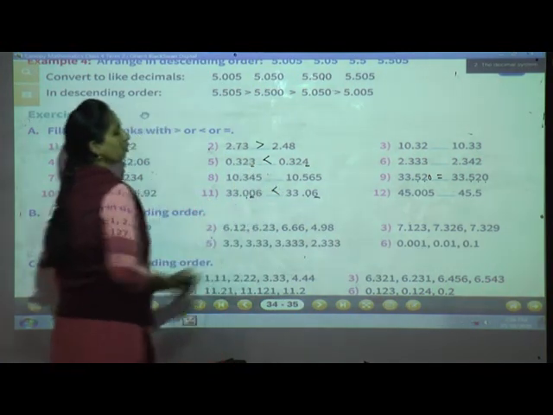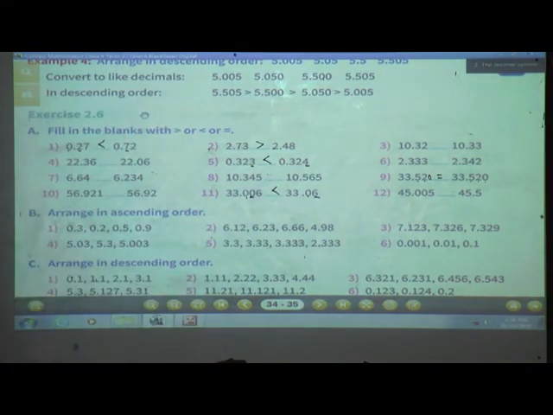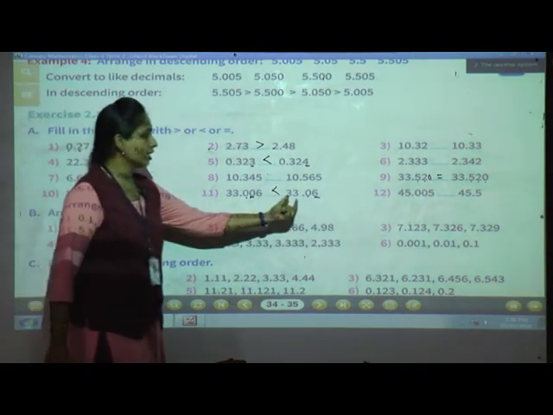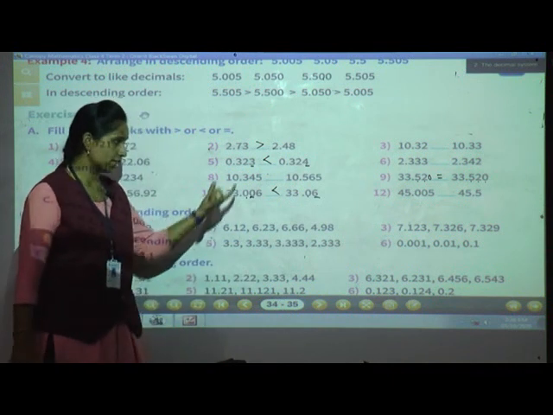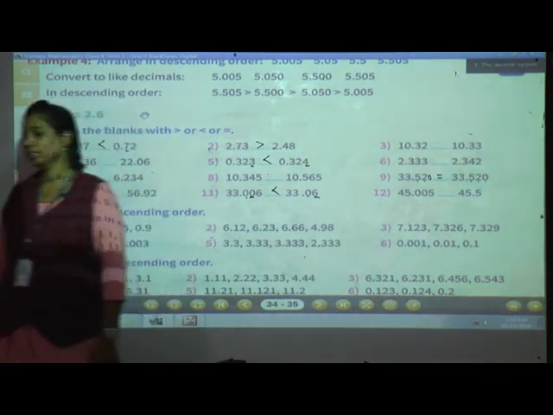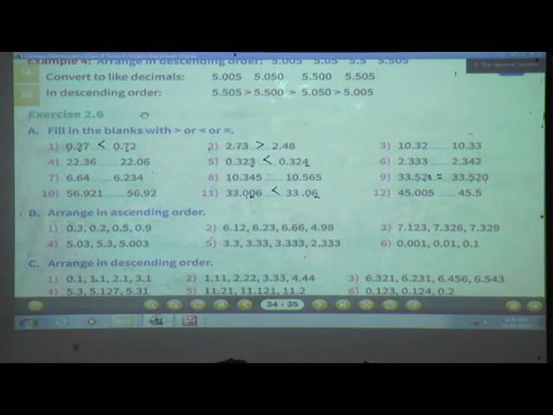So give the symbol to 33.06. Though after the decimal 2 digits are there, here 3 digits are there, but which is greater? 0.6 only. Are you getting? Yes, very good. Now we will solve the B question.